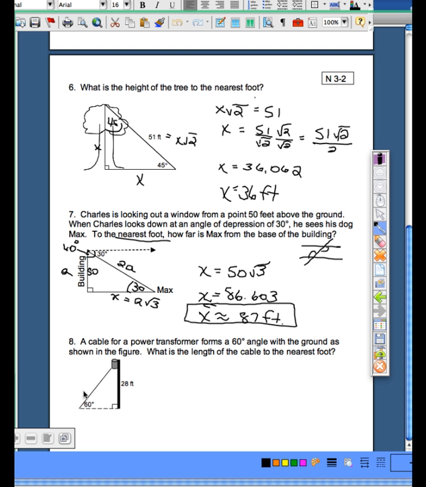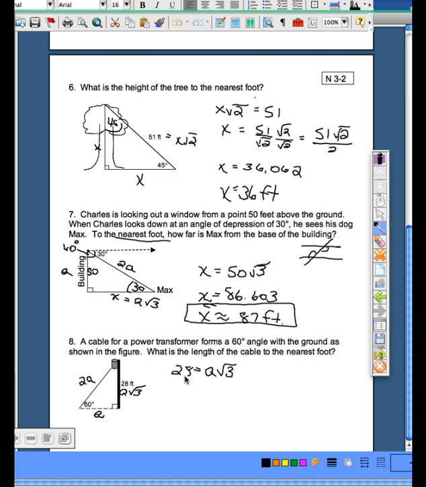Here we have a cable for a power transformer that forms a 60-degree angle to the ground as shown in the figure. What's the length of the cable to the nearest foot? So here's a pole, here's the cable, and so we're looking now for the hypotenuse. This is across from the 60, that's your A times the square root of 3. This is A, and this is 2A. So we've got to figure out what A is. So 28 is equal to A times the square root of 3, or X times the square root of 3, however you want to do it.